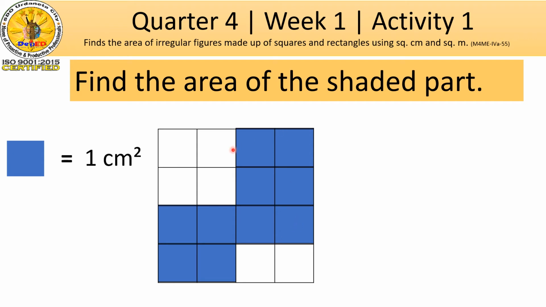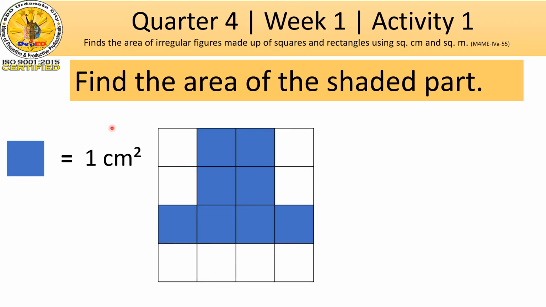Okay, the rectangle and the square are attached to each other. So, how can we determine the area of this figure or this irregular shape? One unit or one box is equal to 1 square centimeter. So, what are we going to do? We're just going to count. 1, 2, 3, 4, 5, 6, 7, 8, 9, 10. How many square units are there in the shaded part? There are 10 square units, which is equal to 10 square centimeters.